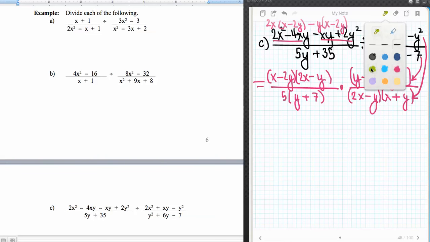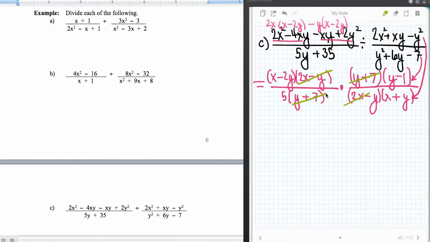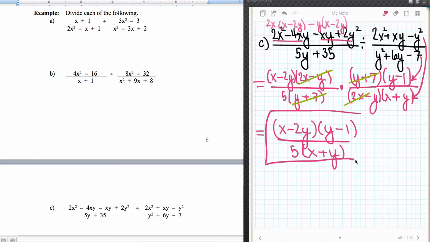Now I can start with my canceling. So I see 2x minus y here, canceling with that 2x minus y there. The y plus 7 here, canceling with the y plus 7 there. And I see nothing else, so I'm ready to go ahead and rewrite on this one. So x minus 2y, and then times the y minus 1, and then we have over, and that's 5 times x plus y. Now again, intermediate algebra text, that's where they'd leave it.